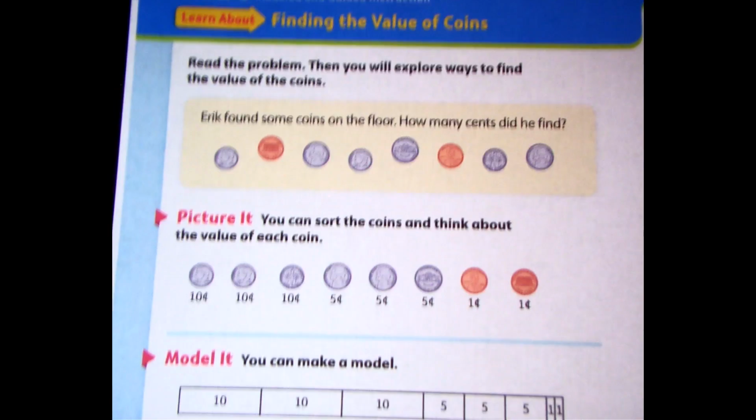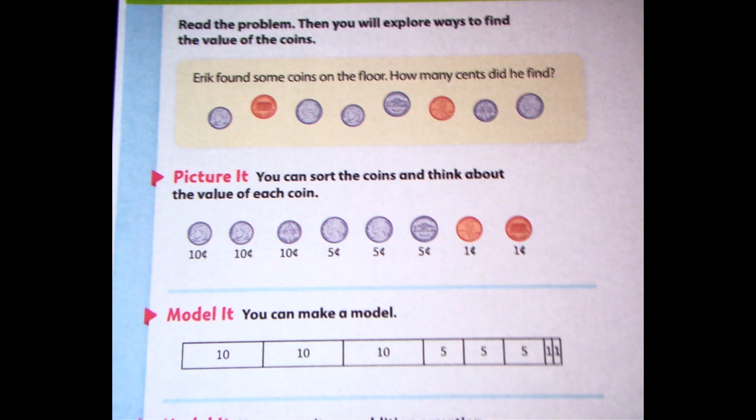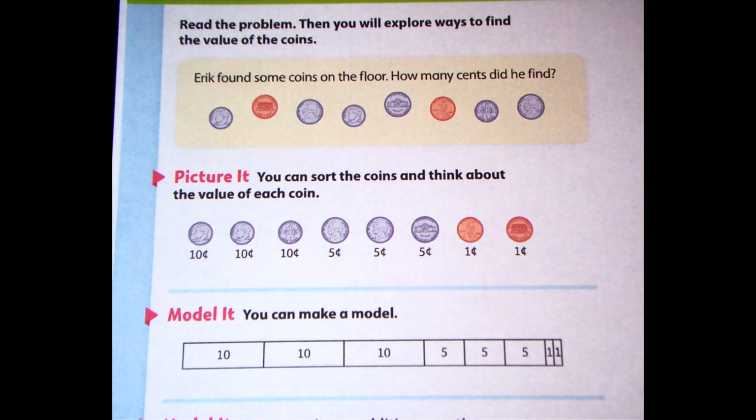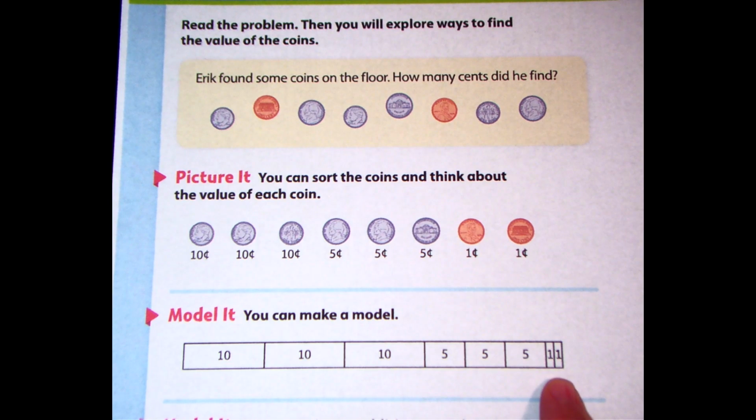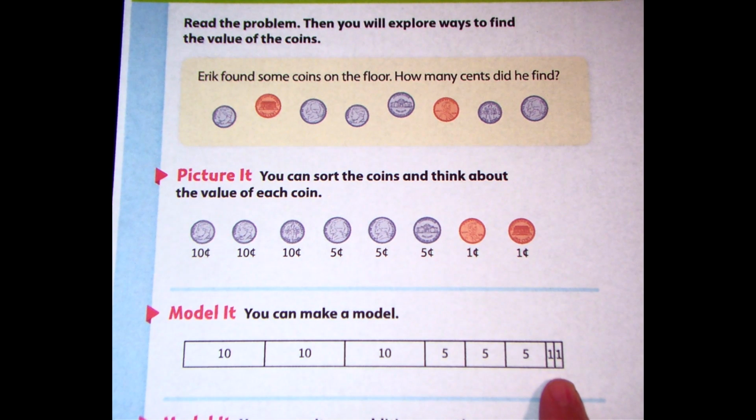Now let's look at the model and model it. That's in the middle here. Okay, so here, how does the size of each section relate to the value of the coin? Right, since 10 cents is the largest number, the boxes are a little bit bigger. And then 5 cents, it's about half of that, so it's smaller. And then for 1 cent, it's the smallest because that is the smallest value of our coins.